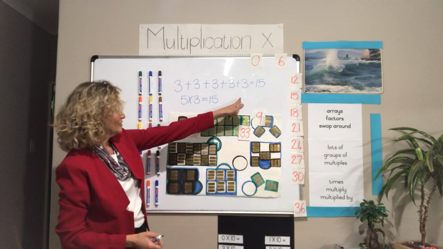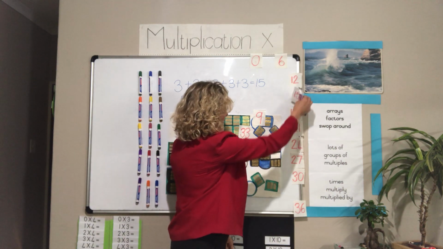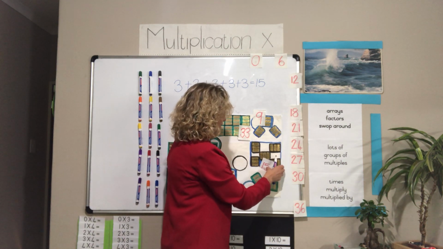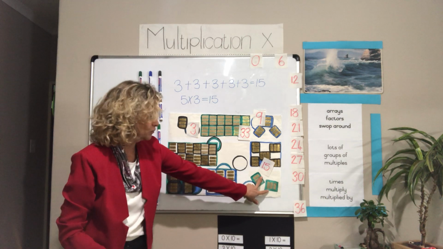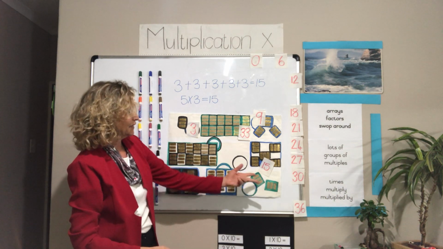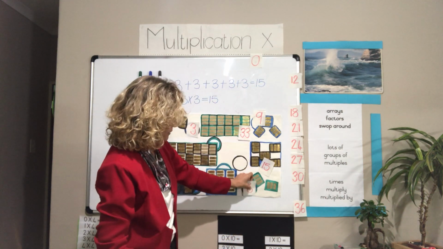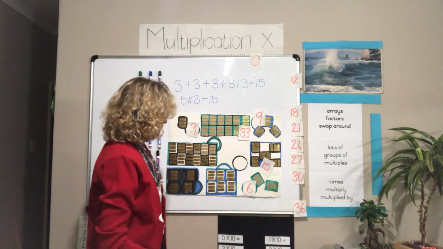We did it at the top there, so I'm not going to do it again. We know the answer is 15. At the bottom we see 2 lots of threes there. So 3, 6. And let's put the 6 to be the answer there.